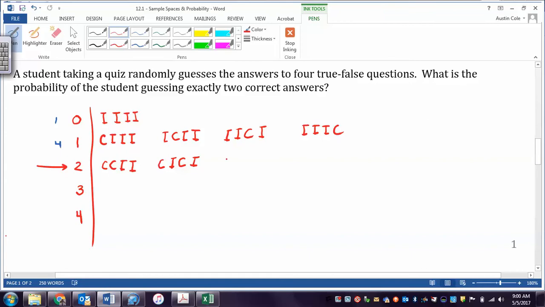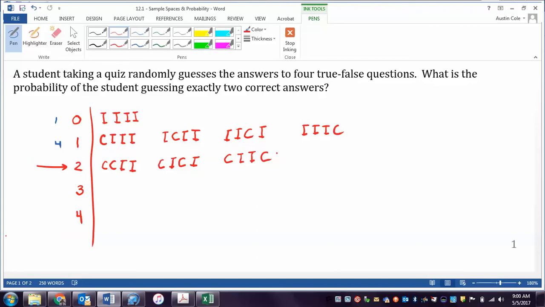And then, there's a chance he could get the first one right again, the second one wrong, the third one wrong, and the fourth one right. So, with getting the first one right, those are all the possibilities of getting the first one right. He's going to get the first one right, the second one right, the third and fourth wrong. He's going to get the first one right, the second one wrong, the third one right, and the fourth one wrong. He's going to get the first one right, second and third wrong, fourth one right.